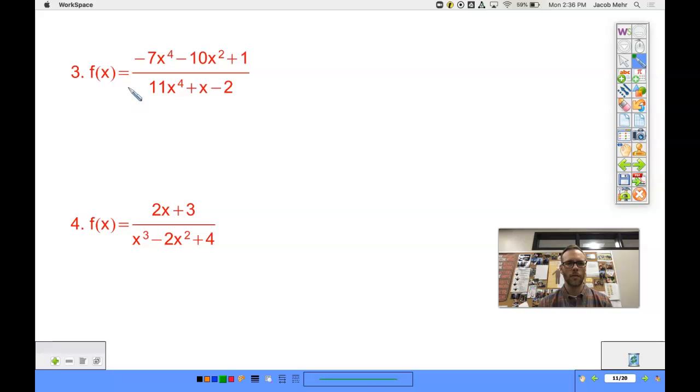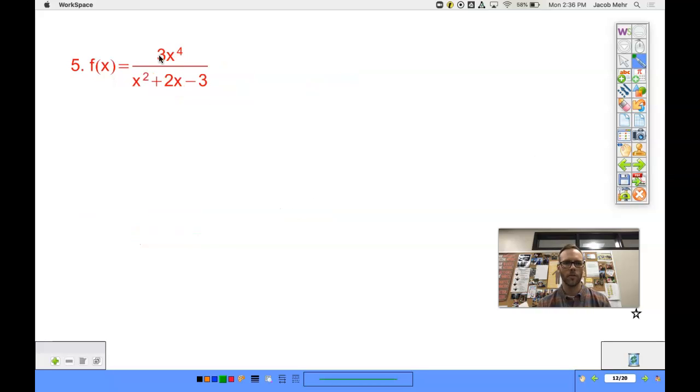All right, how about this one? Degrees of the numerator and denominator are again the same. What's the ratio of the leading coefficients? Negative 7/11. y equals negative 7 over 11. This one, denominator's bigger, third degree, numerator's first degree. This one just goes to 0, denominator wins. Here, numerator wins, fourth degree to second degree. Where's this going to go? It's going to go off to infinity. No horizontal asymptote. It's going to go to infinity.